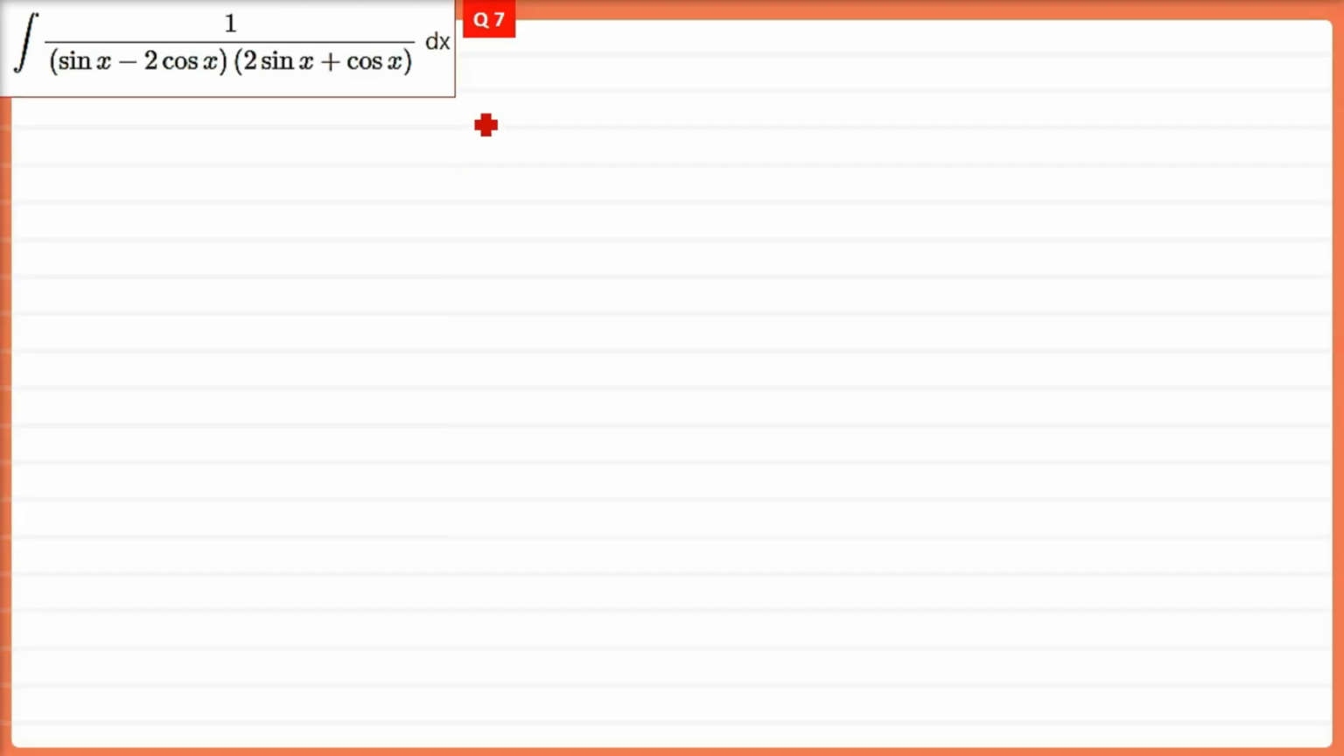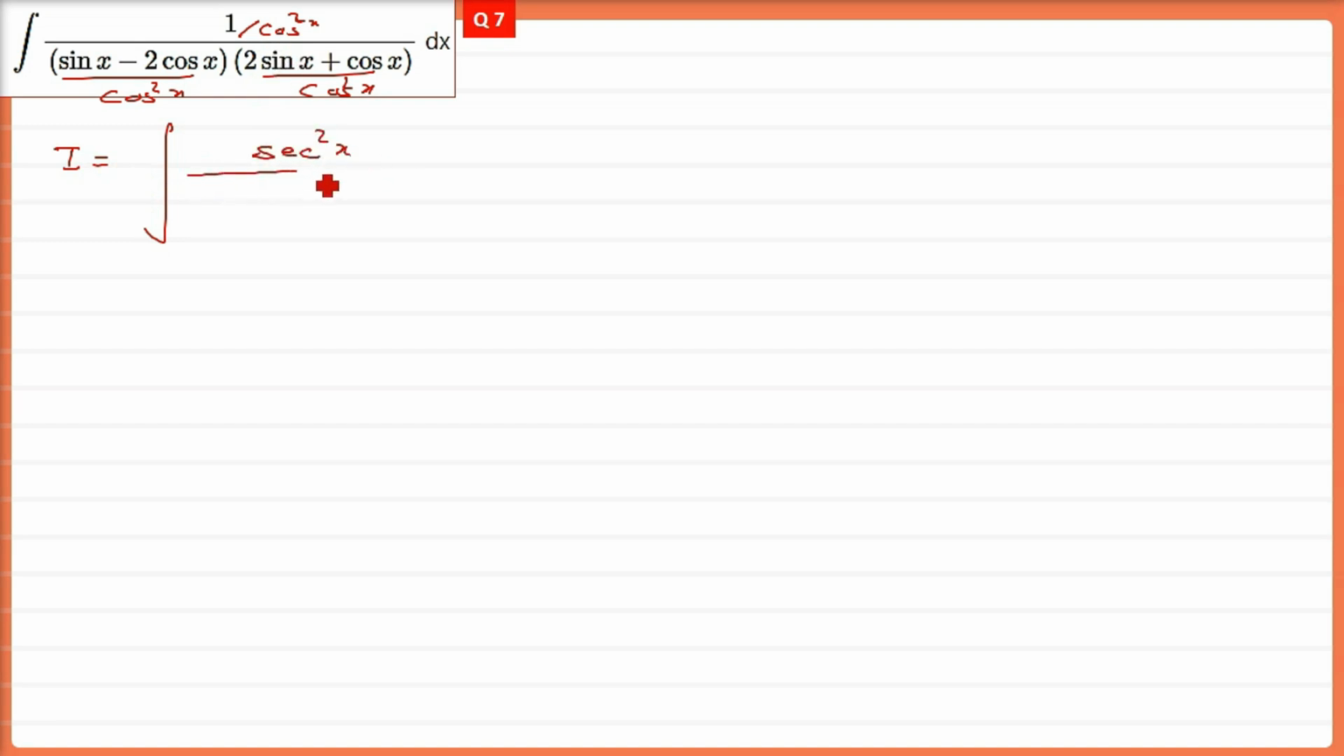Now this one is a somewhat different kind of question, because there is no similarity or relationship between these two terms which are in the denominator. What to do? Sin x minus 2 cos x, 2 sin x plus cos x. So what is our ninja technique? We divide it by cos square x. So we can divide by cos square x, or we can divide the numerator and denominator by just cos square x.